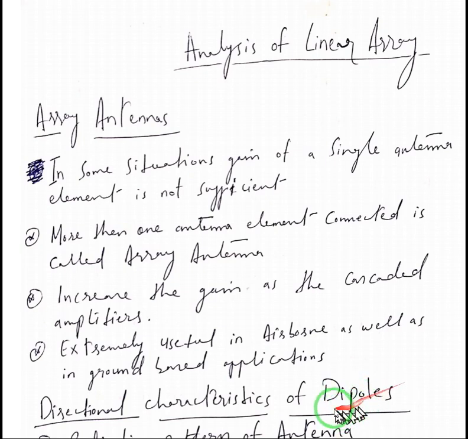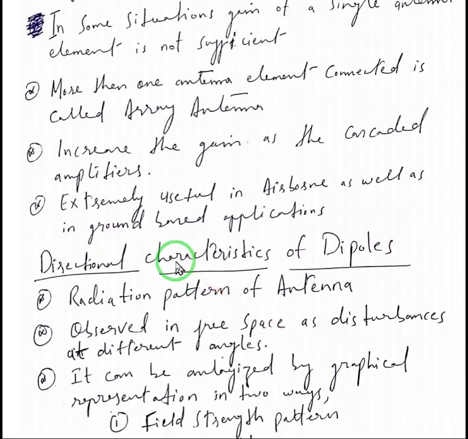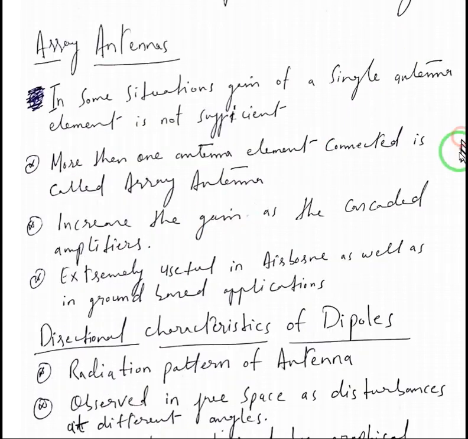Every element has its gain, and after all of the element gains are summed up they give us a big gain, like cascaded amplifiers. It is extremely useful in airborne as well as in ground-based applications. So that is the array antenna.